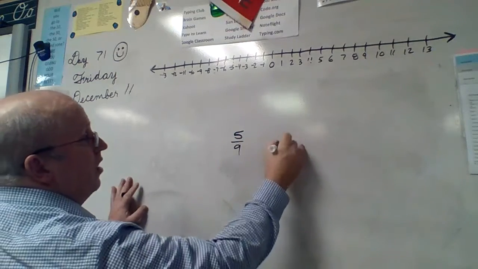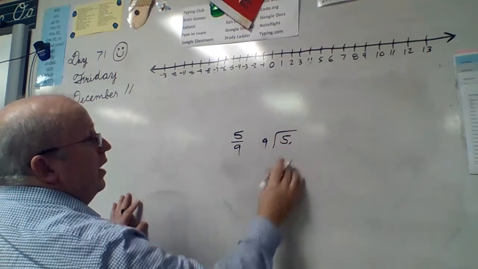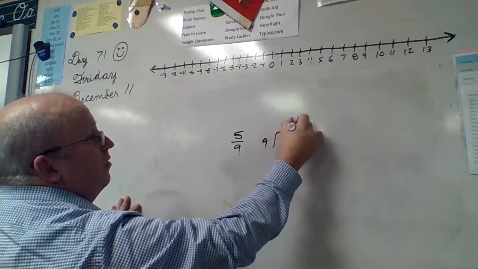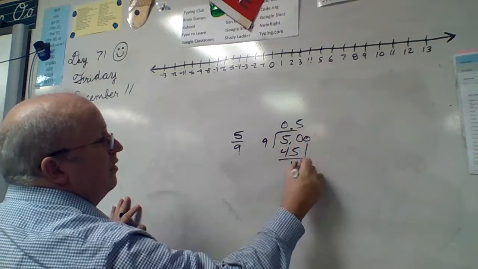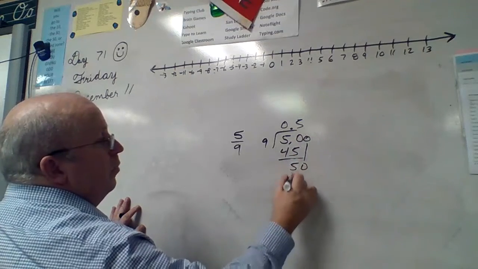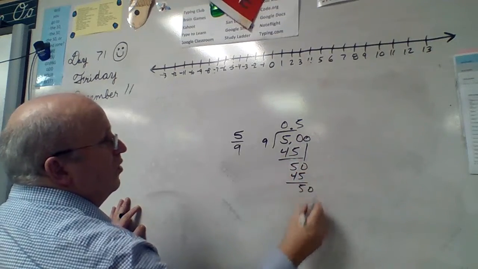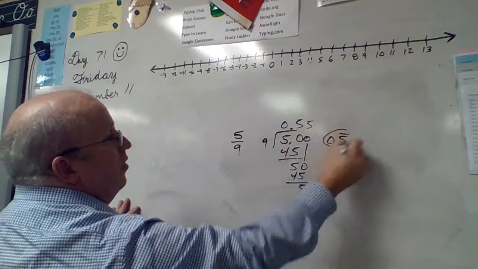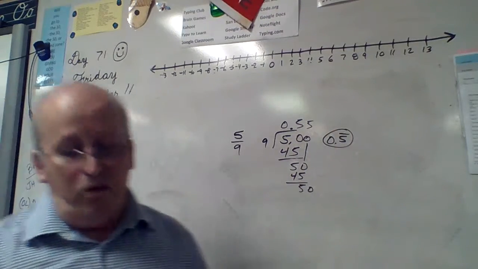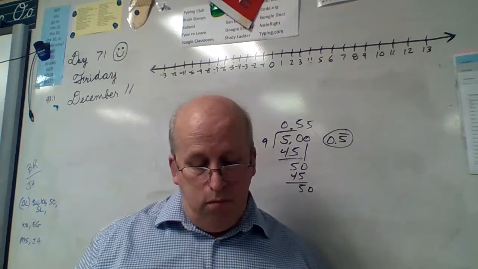5/9. If I take the top number and divide by the bottom number, I'm going to get 0.5. Do you see that? It's going to keep right on repeating over and over again, isn't it? So this is really 0.5 with bar notation over the 5.